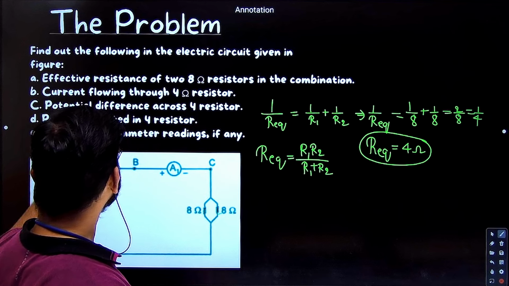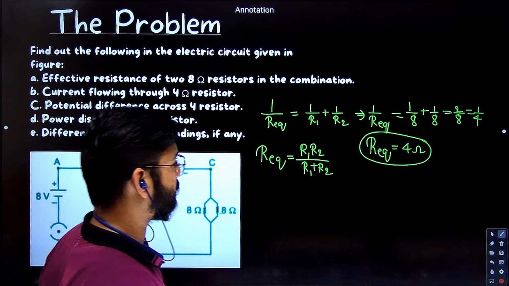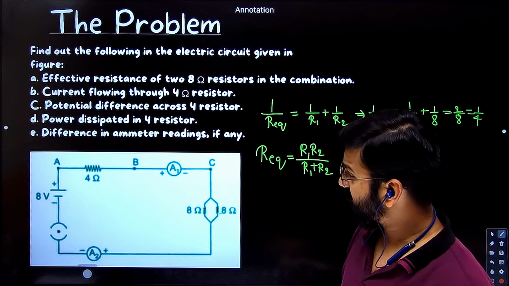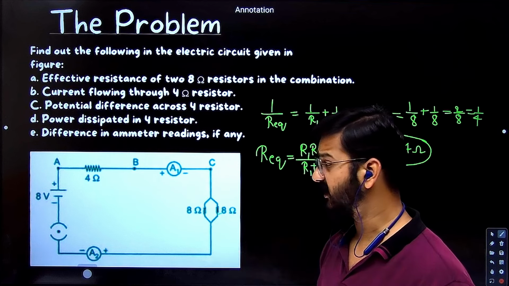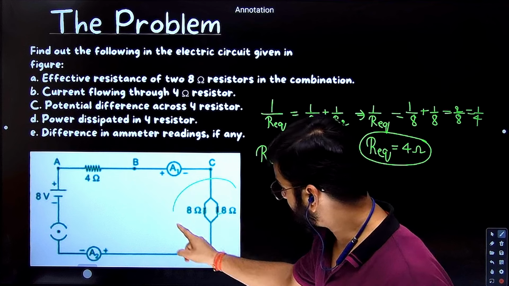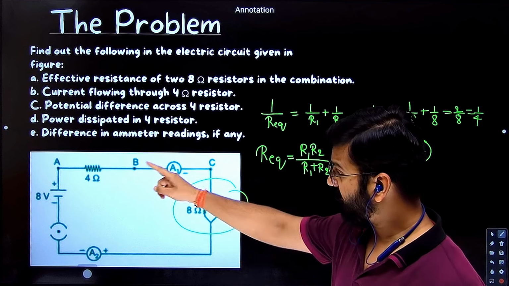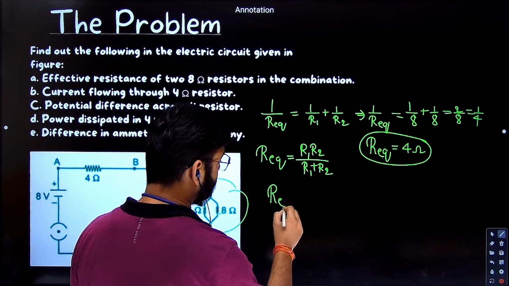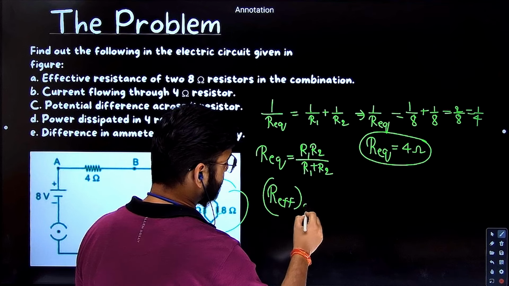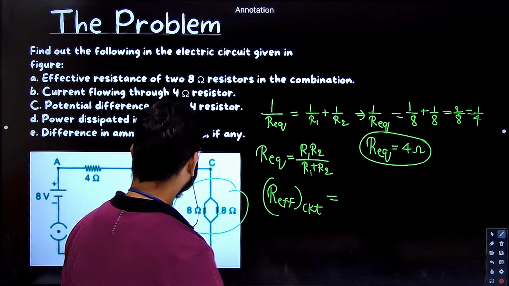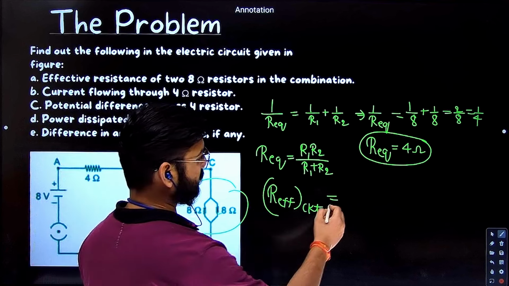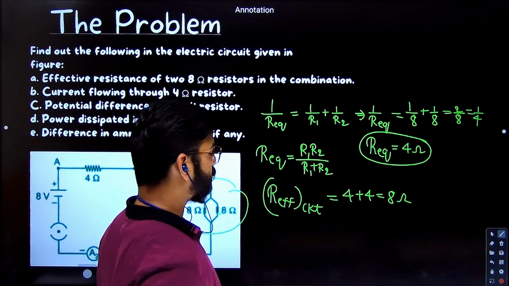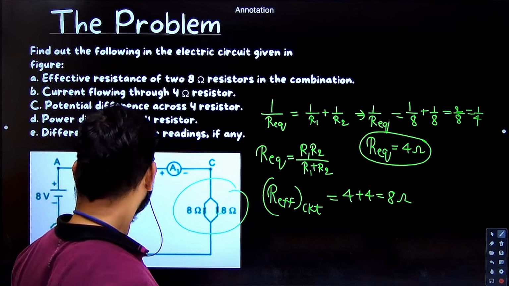The second part is current flowing through the 4 ohm resistor. So if you see, what is the total resistance of the circuit? 4, and this is how much? 4. So 4 plus 4, 8. Correct. So R effective of the whole circuit is how much? This 4 plus parallel combination 4. So 4 plus 4, 8. So total resistance of the circuit is 8.